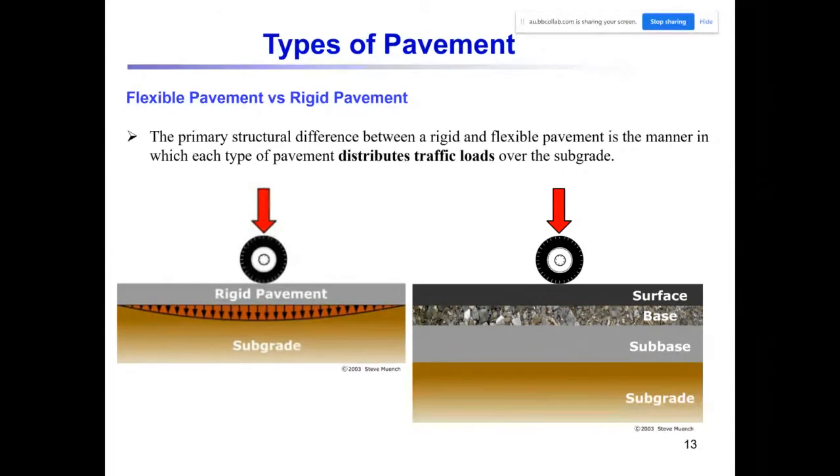So in flexible pavement, in order to reach an acceptable level of load, this figure shows better, in order to distribute the traffic load to an acceptable level for subgrade, for rigid pavement, we only need one layer, one slab. Generally, we don't need to design base and subbase. Just one concrete slab at the surface, and that will be enough for distribution of the concentrated load.